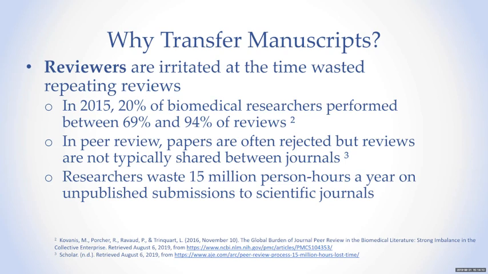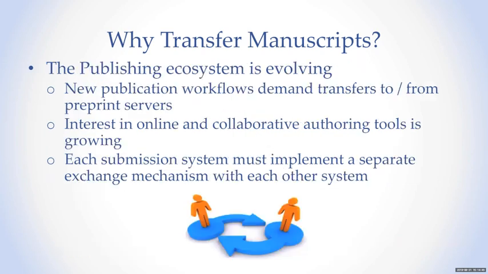So in peer review, papers can be rejected and they can be resubmitted, but typically the reviews are not submitted and they're not shared between journals. And when another study had calculated when researchers have to redo the reviews of papers they've already reviewed or review papers that will ultimately be rejected, up to 15 million person hours a year is wasted. And since reviewers are such a valued resource, I think that's something that anyone in the scholarly publishing industry would really like to help facilitate a better solution.